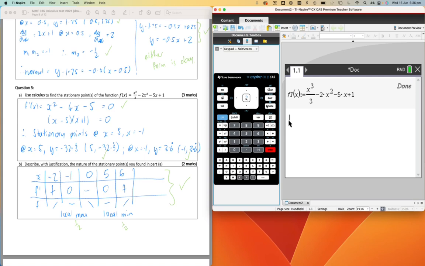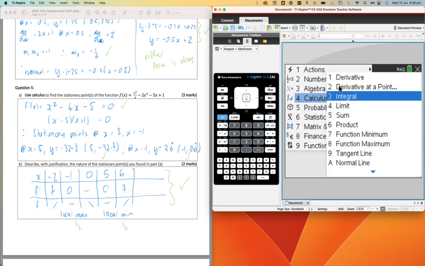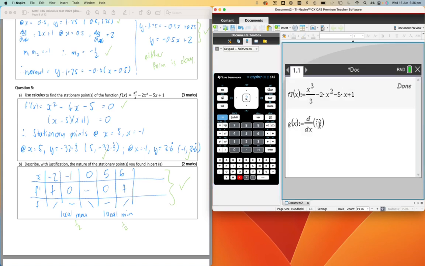So now I'll show you something else you can do too. I can create a new function and make it the gradient function. I might even call it g of x, g for gradient. g of x is defined as the derivative with respect to x of f1 of x. So g of x is now the derivative, the gradient function. If I go g of x, I get x squared minus 4x minus 5.